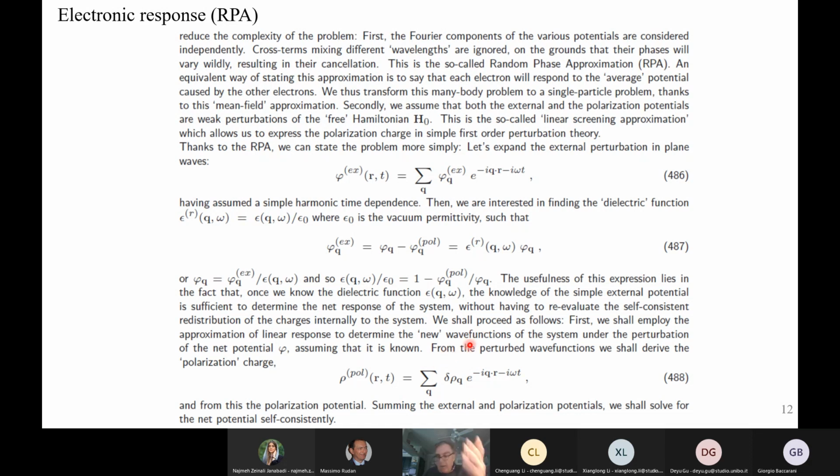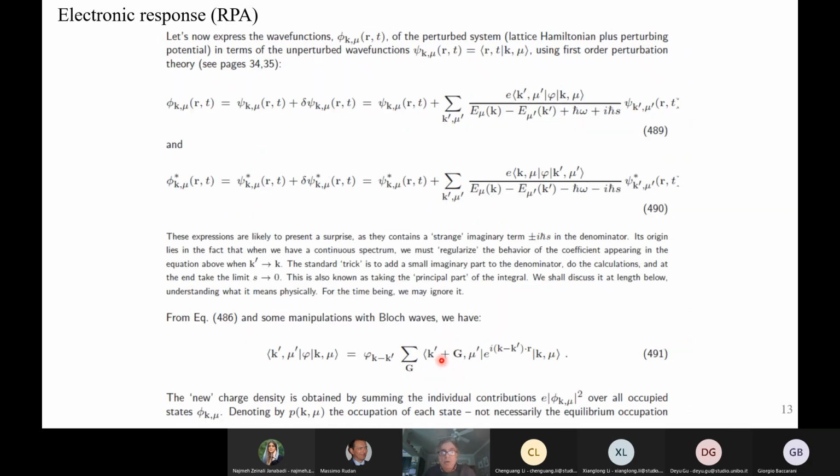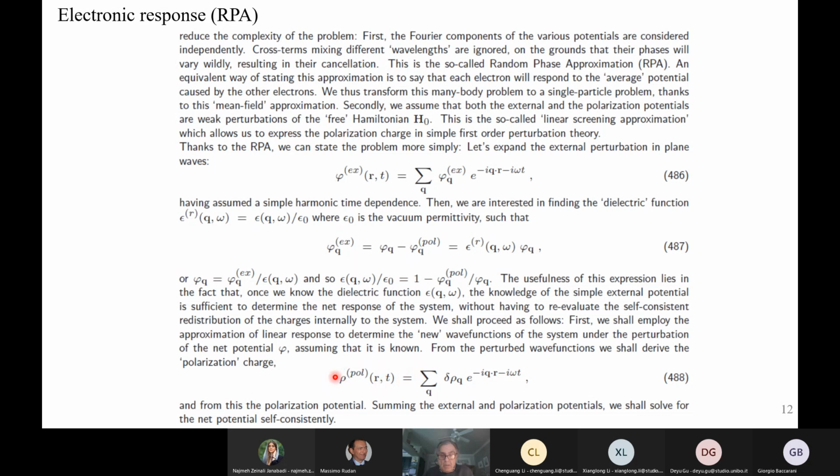So the idea, as I said, in the literature, most of the derivations use Green's functions. Here what we do is we consider the perturbation of the wave function. The charge, the polarization charge, is the, I take all of the states which are occupied in a crystal.